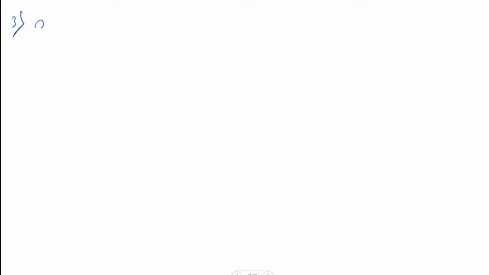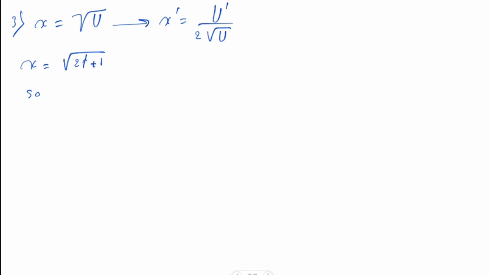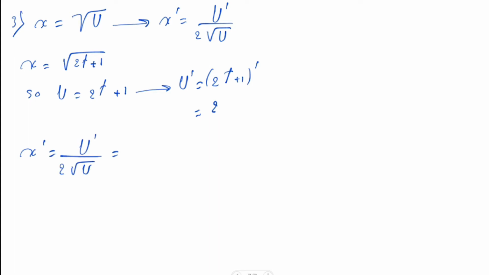Rule number 3. If x equals radical u, then x prime is u prime over 2 radical u. x equals radical 2t plus 1, so u is 2t plus 1. Then u prime is the derivative of 2t plus 1, which equals 2. So x prime is u prime over 2 radical u, which equals 2 over 2 radical 2t plus 1, equal to 1 over radical 2t plus 1.